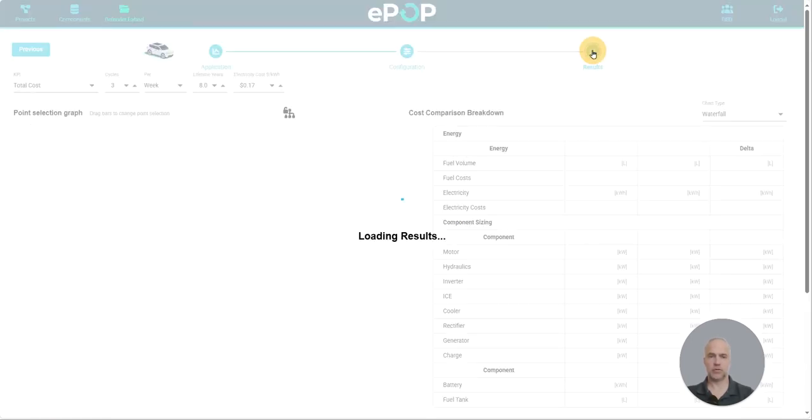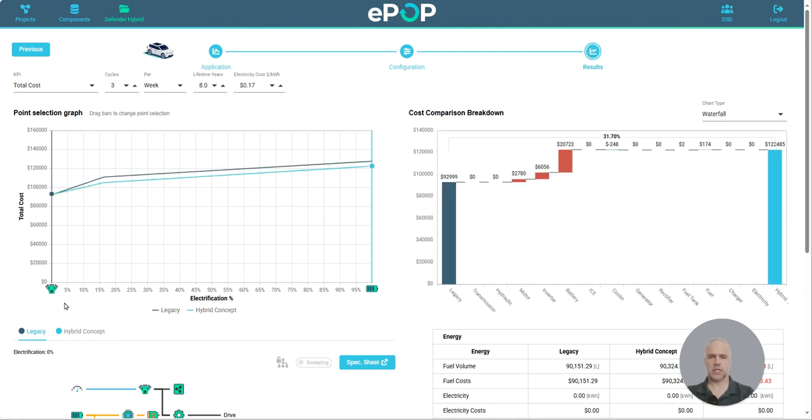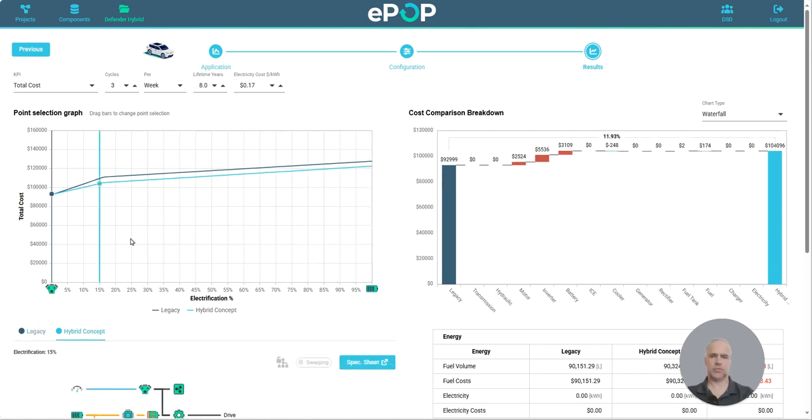Now, there's different ways to view that difference. Again, on the spectrum of 100% ICE to 100% battery electric solution, this would be the waterfall of total cost of ownership, where the delta comes from. But then you may want to be anywhere on that electrification spectrum, and so you can adjust that live and see how the trade-offs adjust.